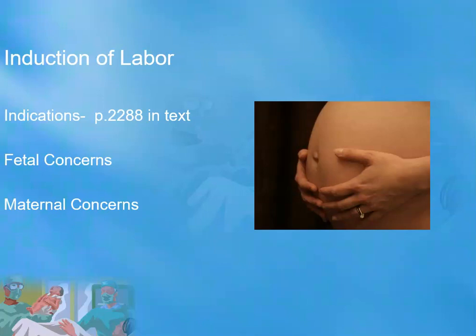Some fetal concerns. Well, there are some fetal concerns because if you're inducing too early, this baby may not be ready. It could be that the lungs are not developed. Remember, it's not the size of the fetus because you can have an 8-pounder prematurely deliver, and it may not be ready because the lungs are not mature. No matter what, the lungs are the first concern.